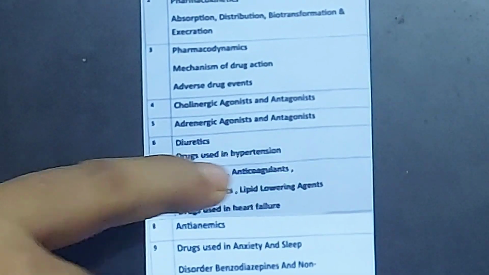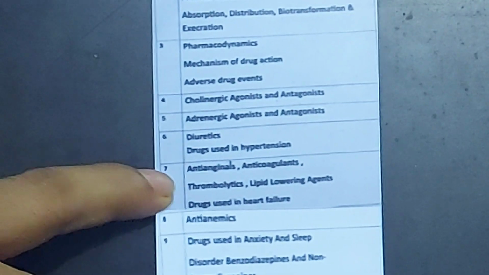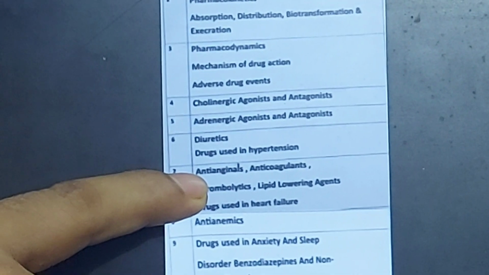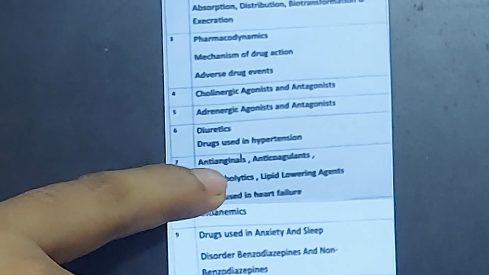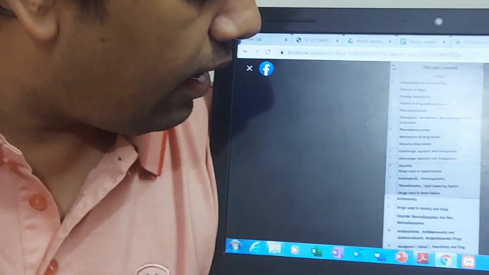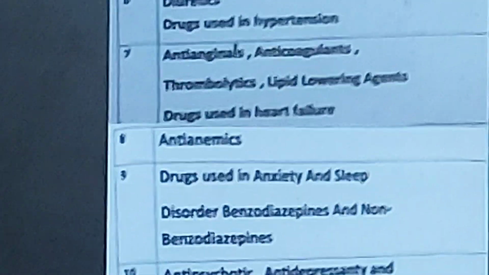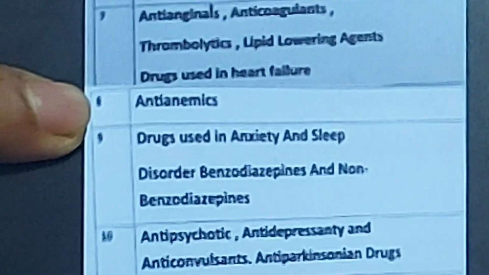Here is the cardiovascular system along with diuretics. There is hypertension, drugs used in hypertension, and the diuretics, the sixth item. And the seventh is anti-anginal drugs, anticoagulants, antithrombotic or thrombolytic, and drugs in heart failure. These are the cardiac pharmacology, pharmacology of CVS.